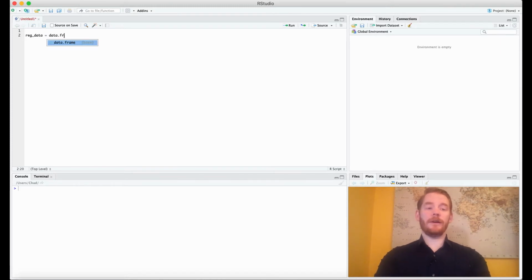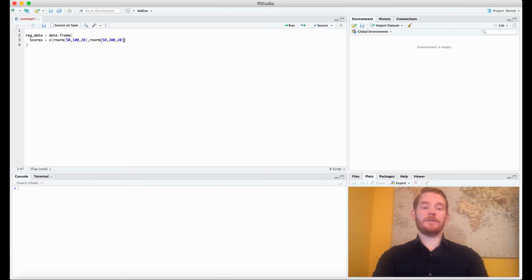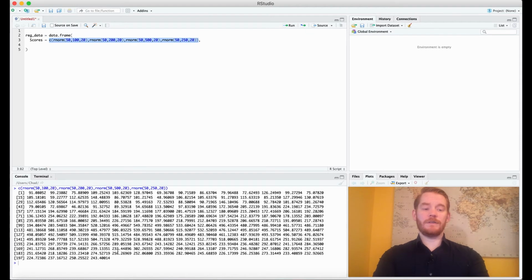So we're going to create a data frame, and we need scores. We have four different conditions, which means we need four different distributions. So C equals, we're going to use the rnorm function as we often do. We have 50 people. Let's say the first mean is 100 with a standard deviation of 20. And then we could do the same thing: same 50 people, but the second condition has a mean of 200 with a standard deviation of 20. Our third distribution has a mean of, let's say, 500 with standard deviation of 20. And then our last one has a mean of, let's say, 250 with a standard deviation of 20. That is our scores, and that just looks like this, which is 200 data points.